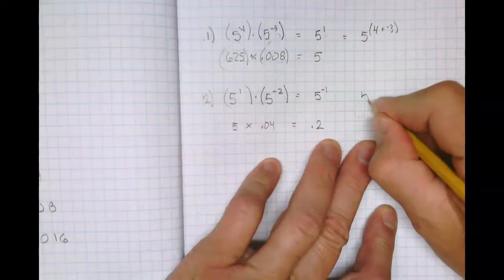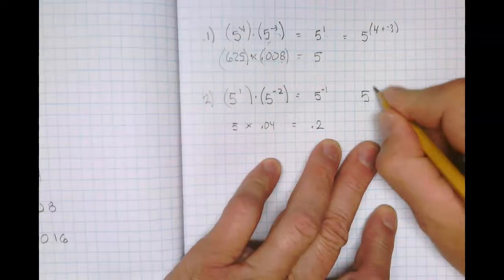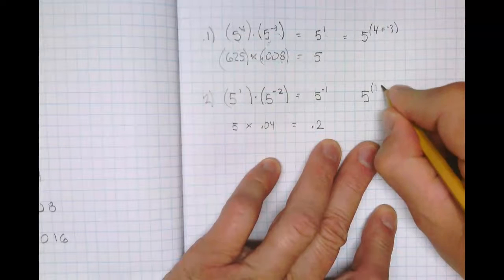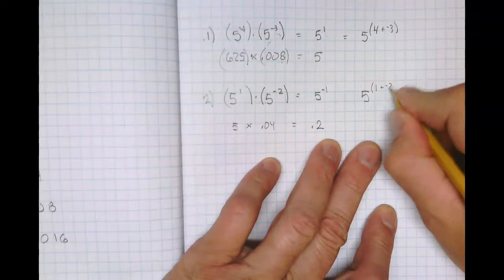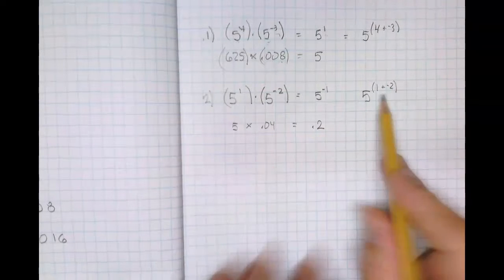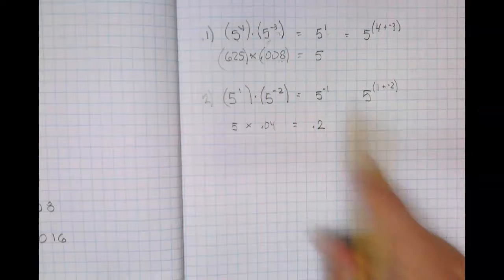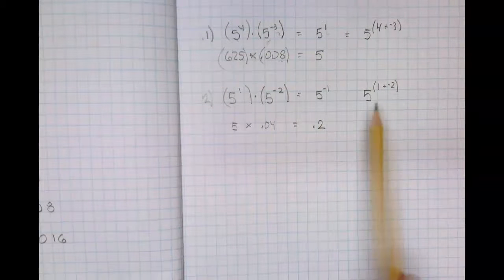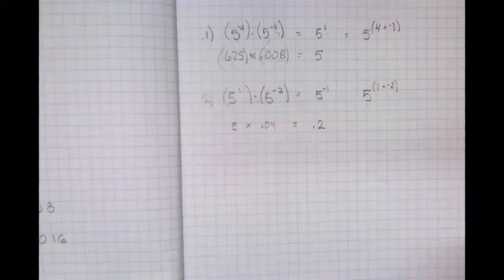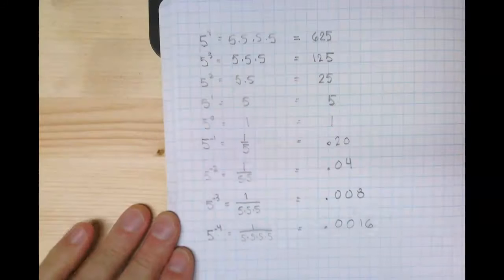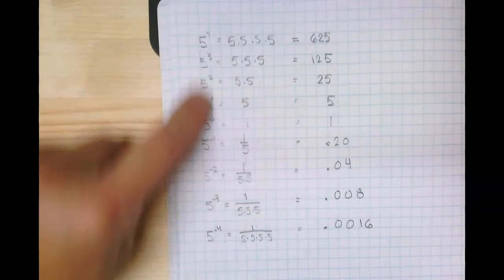What was I actually doing if I use exponent rules? I was adding them, the 1 plus the negative 2. And 1 plus negative 2 equals negative 1. That's why my answer is 5 to the power of negative 1. Now notice the base doesn't change ever. When I'm combining, multiplying, dividing exponents, this 5 is always there.